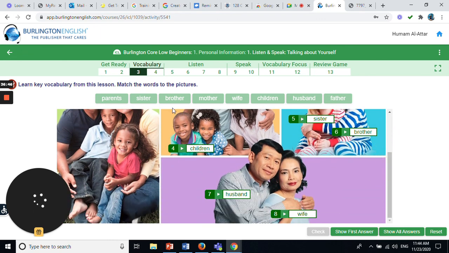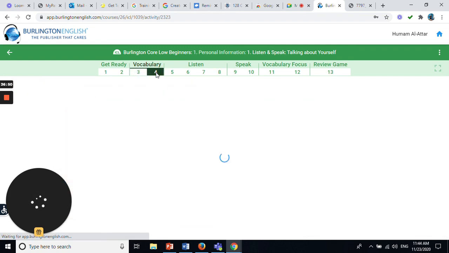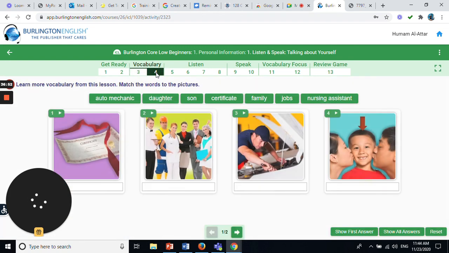Okay? Now we finished with this one. We move on to number 4. Okay? We do the same thing. We are still practicing the vocabulary. You see here? Vocabulary. We are still practicing the vocabulary. So what is this in the picture? What do we call this?